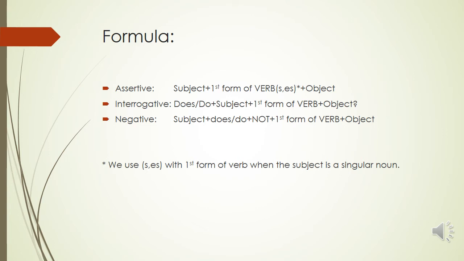Now there's an asterisk on s or es. I have defined it as well. S or es is used with the first form of the verb when the subject is a singular noun. So what is a singular noun? A singular noun can be he, she, it, or any one name like Ali, boy. So these are singular nouns, and we use the first form of the verb with s or es. That means if we are writing play, we will not write play, we will write plays. He plays, right?